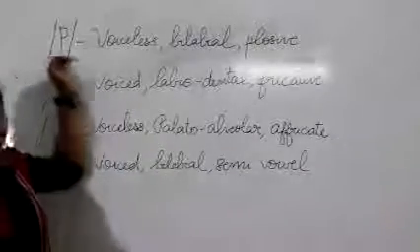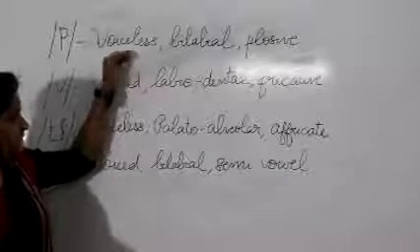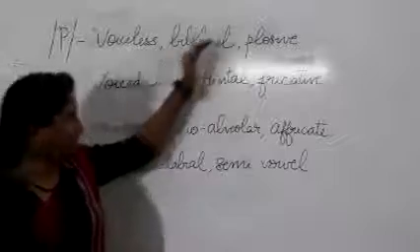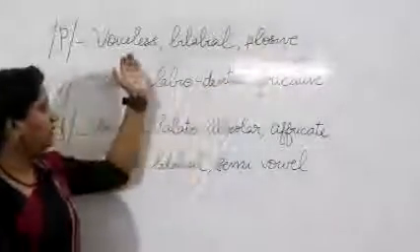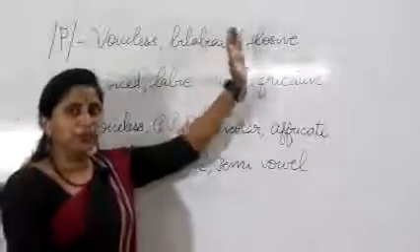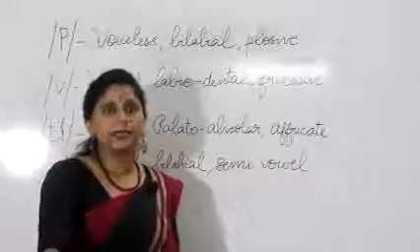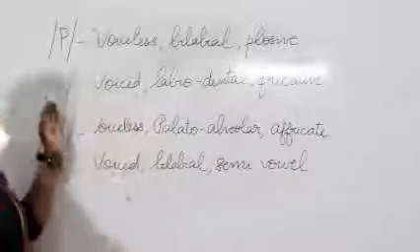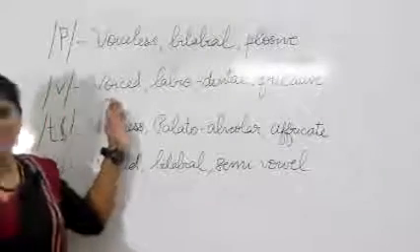Identify. So first one, P. It is not a voiced sound, so it is voiceless. We use the two lips as place, so bilabial, and it comes out as a plosive. So it is a voiceless bilabial plosive sound. P is a voiceless bilabial plosive sound.